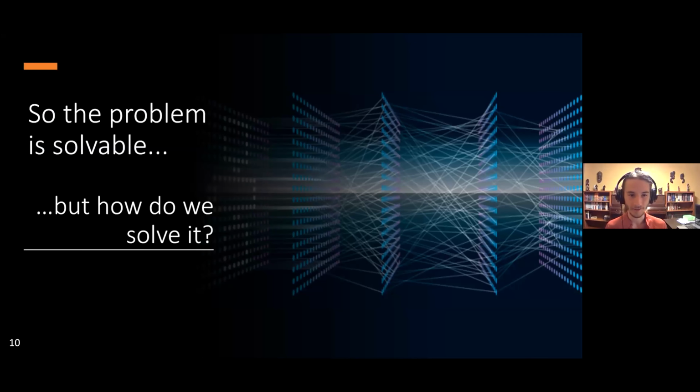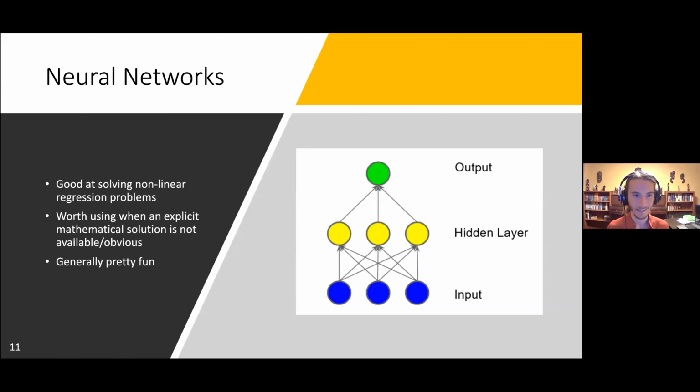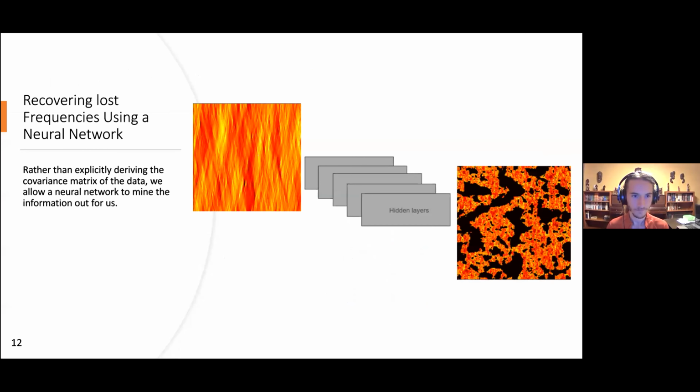So how do you solve it? This is sort of the Hail Mary of physics: the neural network. You just throw it at machine learning if you don't have an explicit mathematical solution, or it's a nonlinear regression problem. There are reasons to do machine learning, but that's what we go for.